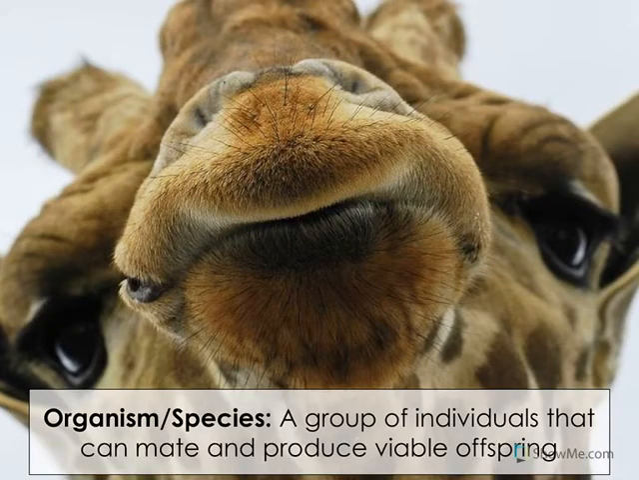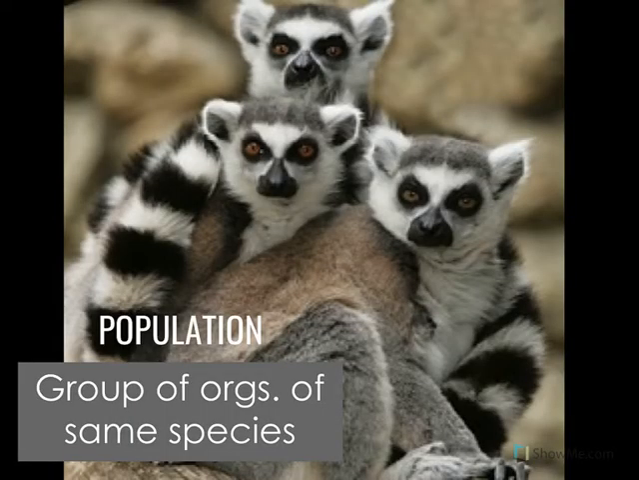So let's start with the organism or a species. These include individuals that can meet these two requirements. So they need to be able to mate, and not only do they need to be able to mate, but they also need to be able to produce viable offspring that are then able to successfully mate as well. So these are individuals that can mate and make viable offspring. From there, if we have a whole group of the same species together, we can consider that to be a population of this particular species.